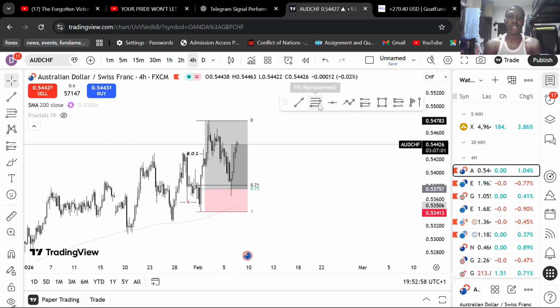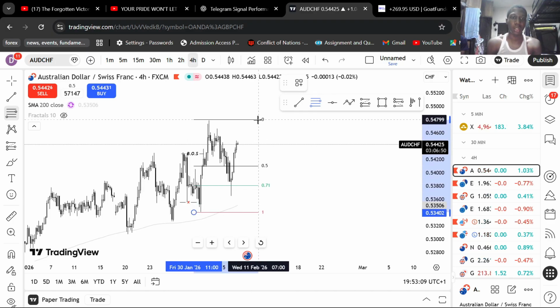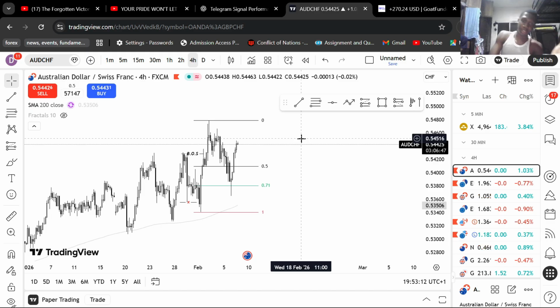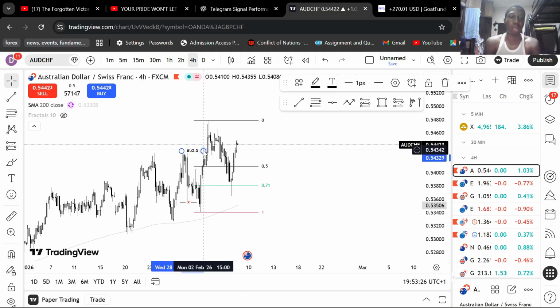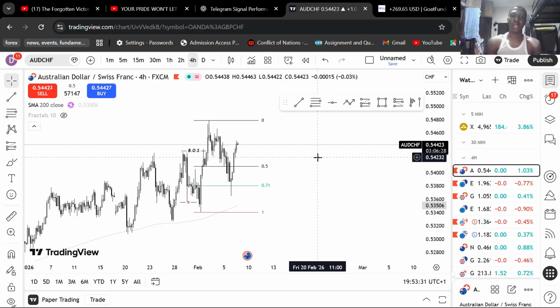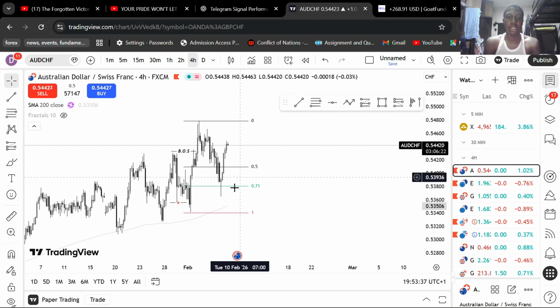Next, I draw my Fibonacci tool from the swing low to the swing high. Now, according to the Fibonacci strategy, anything below the 0.5 line is considered discount, and anything above the 0.5 line is considered premium. In an uptrend, we want to be looking for discount prices to buy, because as the name implies, discount means cheaper prices for investors. So in this trade, the discount is going to be 0.71, which is below the 0.5 line, and that is simply why I put my buy limit order.